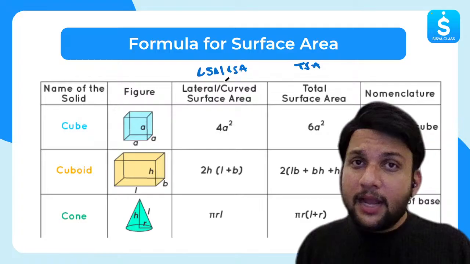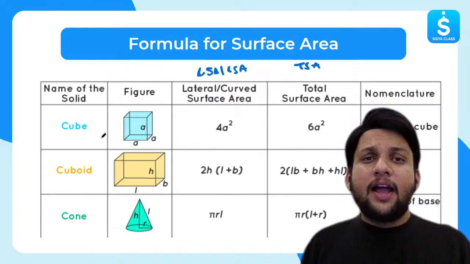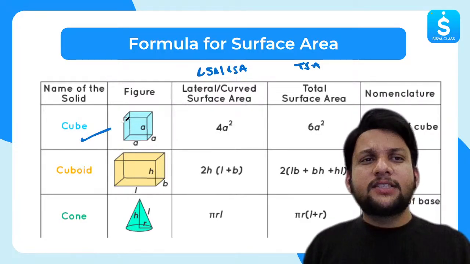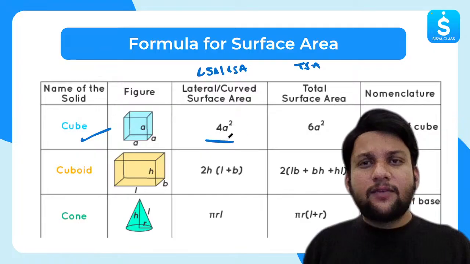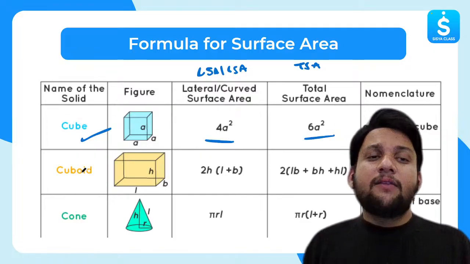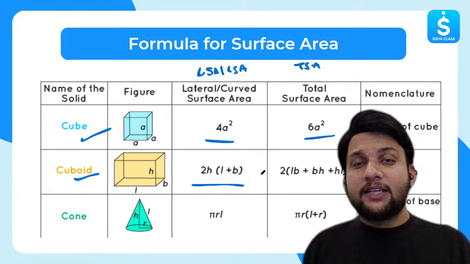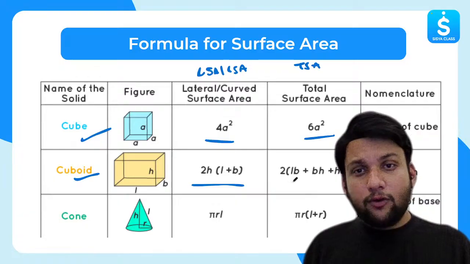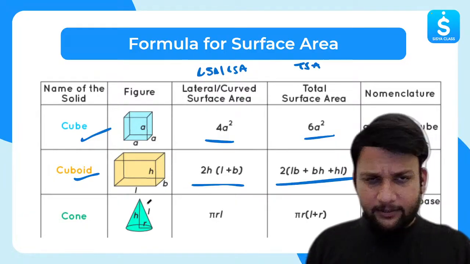Now, these are some formulas. You can pause the video right now and note them down. What is the surface area for a cube? It is 4a square. Total surface area is 6a square. For a cuboid, LSA is 2h times L plus B. And TSA for a cuboid is 2 times LB plus BH plus HL.